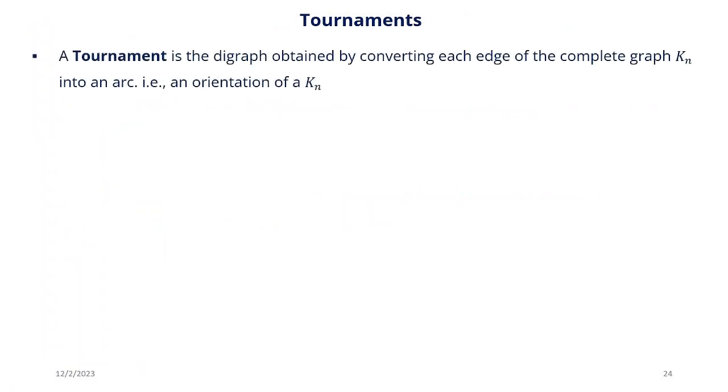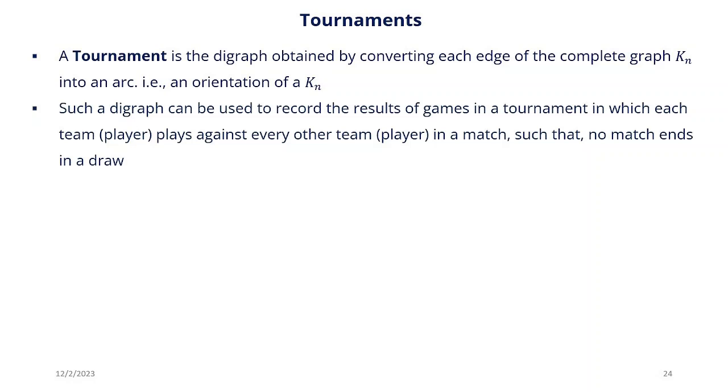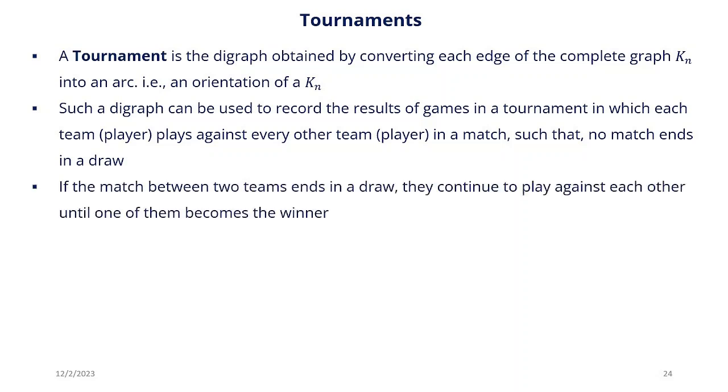Tournaments. Remember, we described tournaments before, it's not the first time. A tournament is the digraph obtained by converting each edge of a complete graph Kn into an arc. That is, an orientation of a complete graph. Such a digraph can be used to record the results of games in a tournament, in which each team or player plays against every other team or player in a match, such that no match ends in a draw. If the match between two teams ends in a draw, they continue to play against each other until one of them becomes the winner.